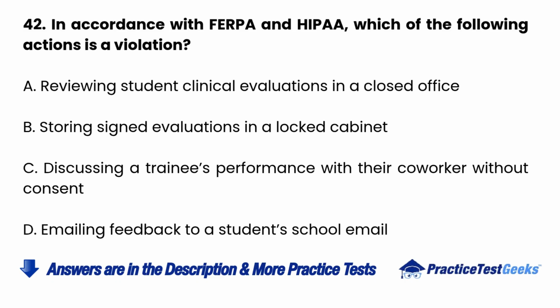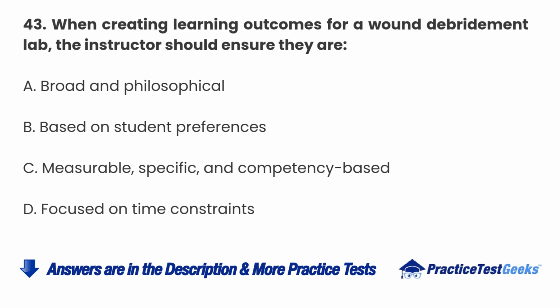42. In accordance with FERPA and HIPAA, which of the following actions is a violation? A. Reviewing student clinical evaluations in a closed office. B. Storing signed evaluations in a locked cabinet. C. Discussing a trainee's performance with their coworker without consent. D. Emailing feedback to a student's school email.